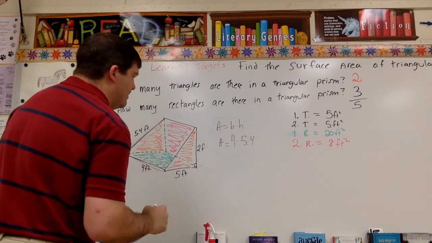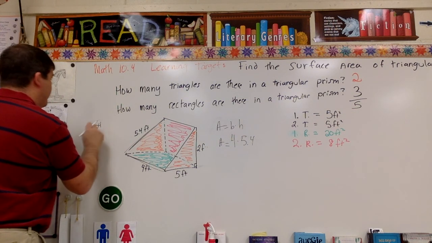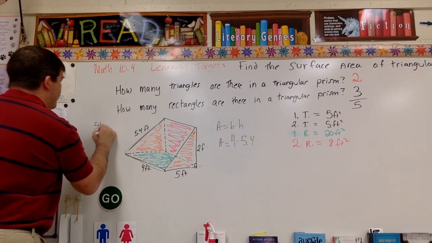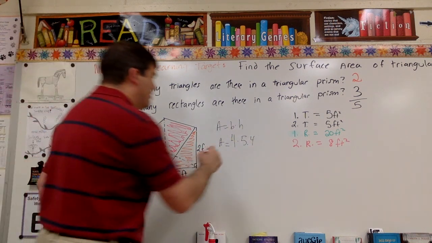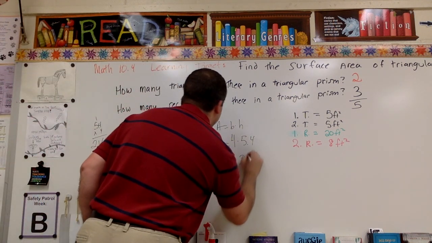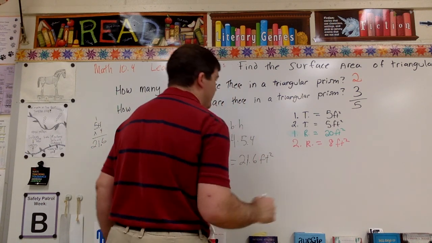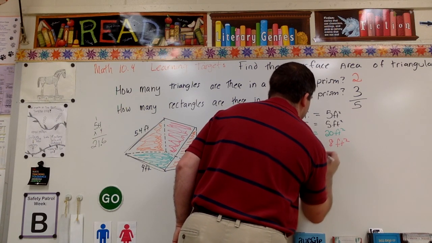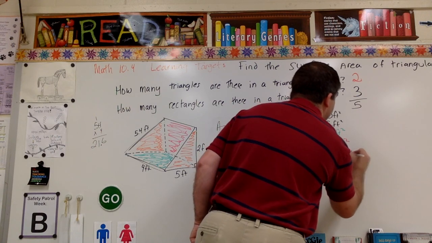And that is, we can go over here, 5.4 times 4, that's 16, 21, and I gotta put my decimal in the right place. So, area equals 21.6 feet squared. So that's number 3 rectangle equals 21.6 feet squared.